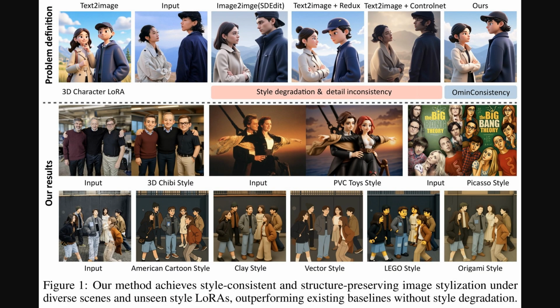Alright, and this first figure really highlights the core issue and the solution. The top section shows an input photo of a couple, with the goal of redrawing them in a specific 3D character style. You can see that other methods, including one using ControlNet, which is a popular technique for guiding image generation, they struggle with what the paper calls style degradation and inconsistency. But the result from OmniConsistency on the far right is much cleaner.